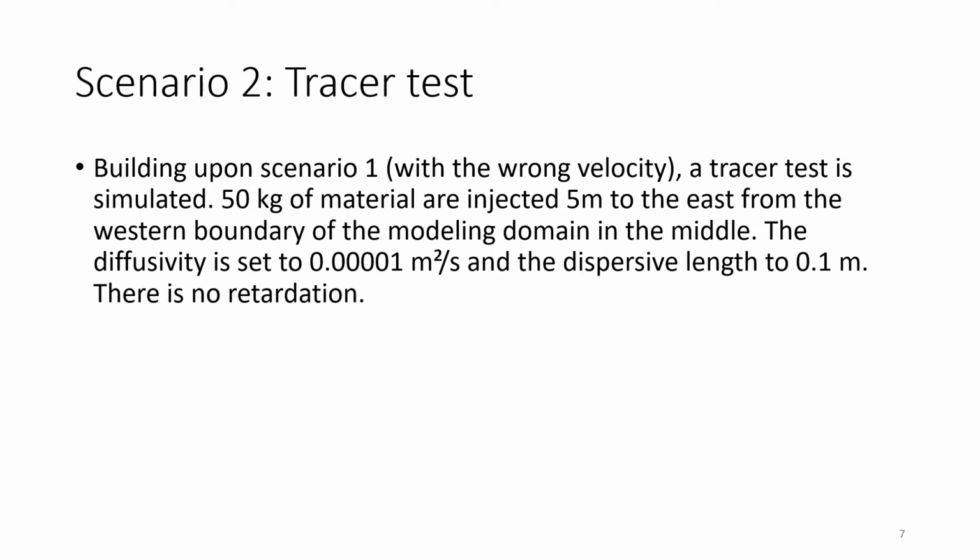So I will take scenario 1 as the base scenario with the wrong velocity. And now we simulate a tracer test. Okay, we are injecting 50 kilograms of material 5 meters to the east from the western boundary. That makes kind of sense. From north to south, it's in the middle of the domain. And we have a given diffusivity value, a given dispersive length value, and there is no retardation. Well, okay, sounds straightforward. Let's take a look at the results.